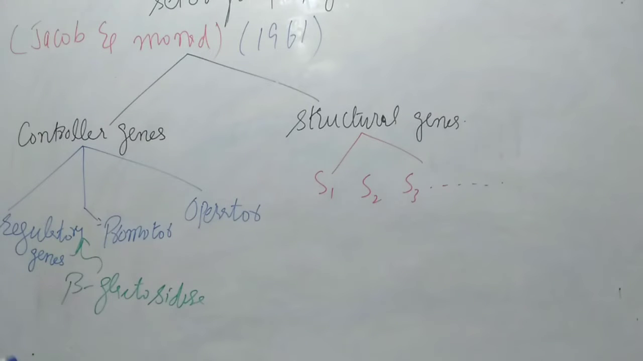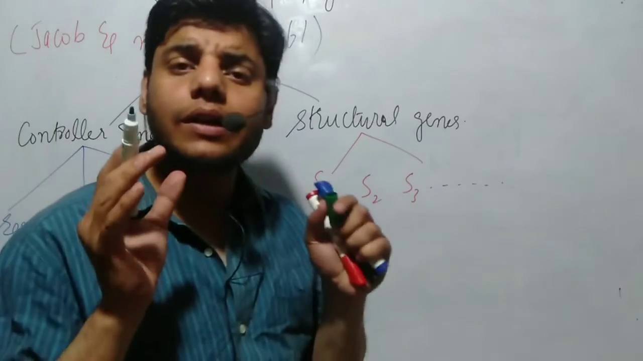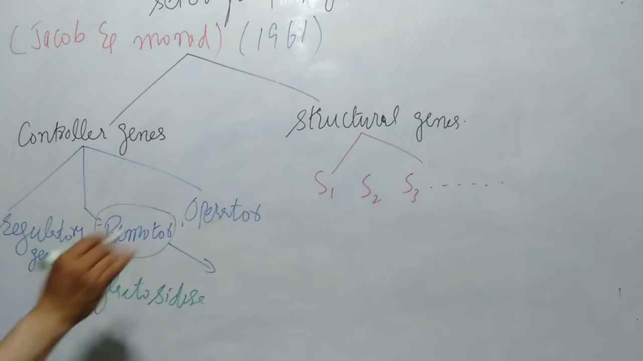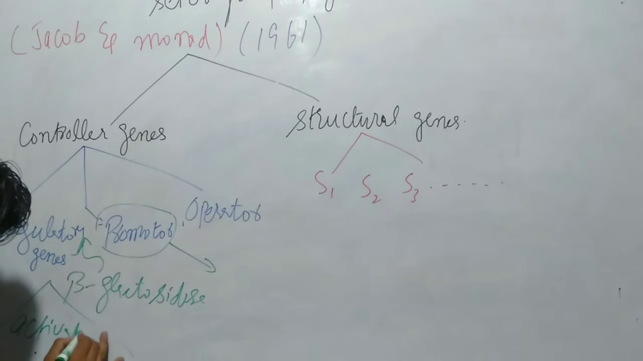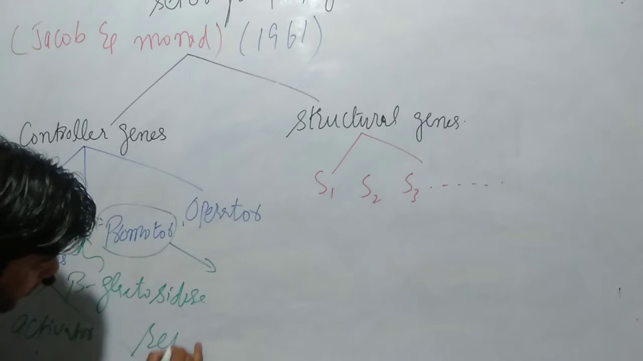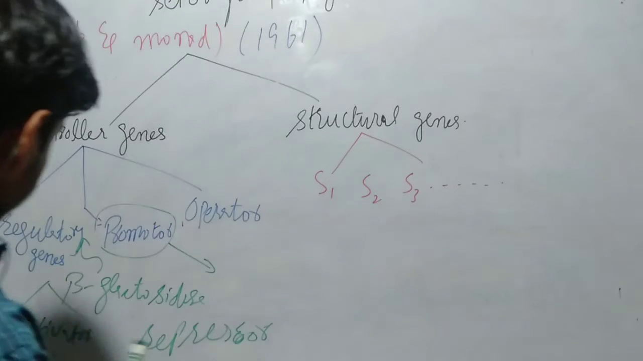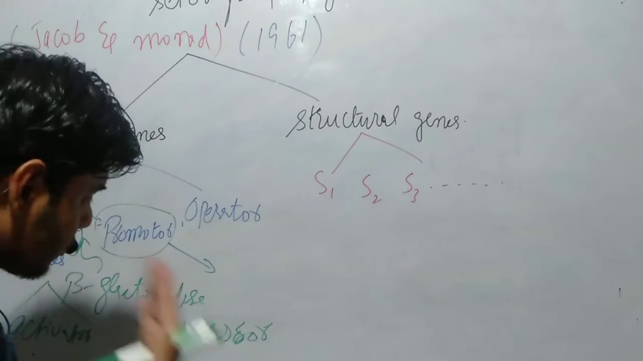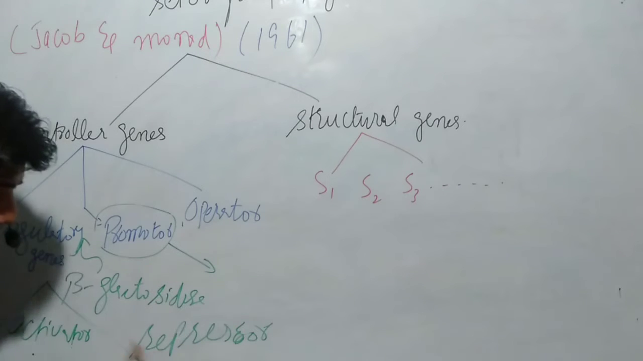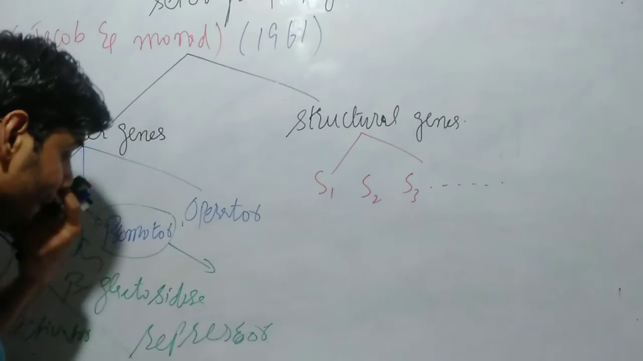One thing more: at this promoter region, we have a regulatory protein. We have two types of regulatory proteins. One we call the activator protein, the other we call the repressor. Again, these are transcriptional factors. The activator protein can bind on the promoter region and enhance promotion, that is, start the transcription process. A repressor protein binds to the operator region and can stop the transcription process.